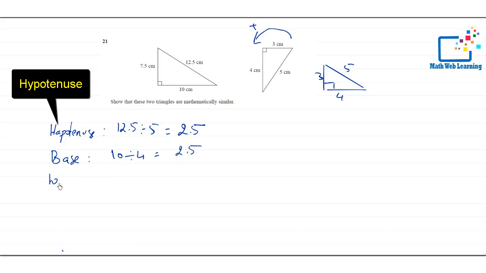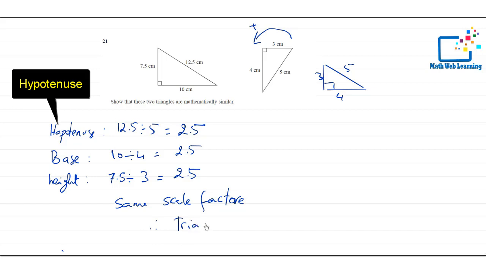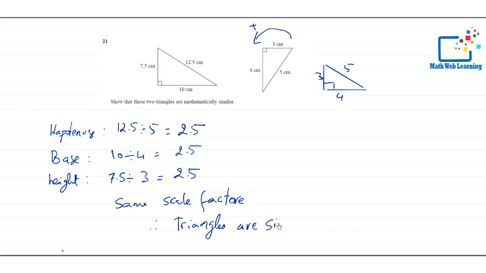And for the height, we do 7.5 divided by 3, which is also 2.5. So we've got the same scale factor. So hence the triangles are similar. Alright, that's how you do it.